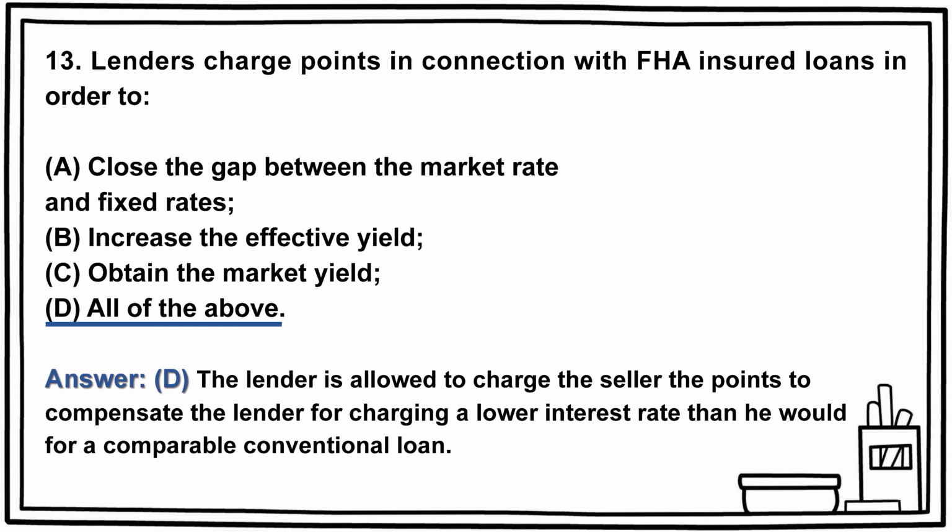Answer: D. The lender is allowed to charge the seller the points to compensate the lender for charging a lower interest rate than he would for a comparable conventional loan.